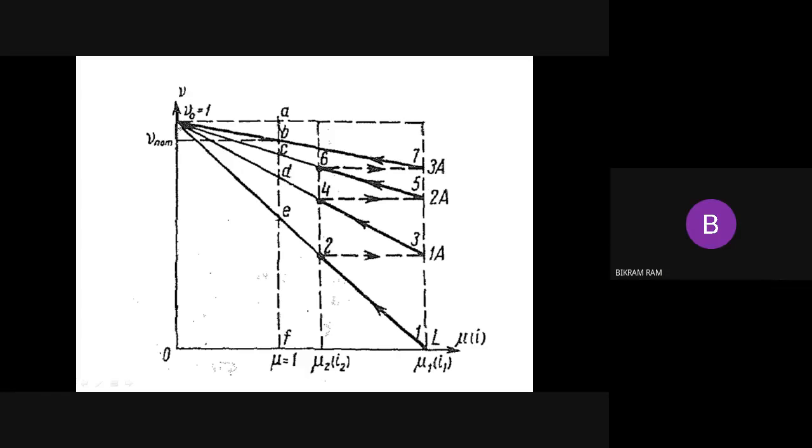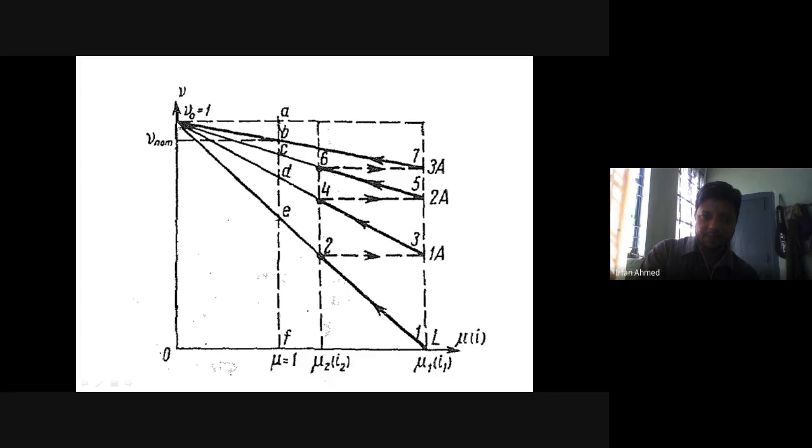This point corresponds to the no load speed. Okay? V is equal to V0, that is equal to 1. This point will correspond to the speed V is equal to 1 minus R. That means, what is this value AB? How much is this length AB? Anyone? How much is the length AB? This length, mu R. How much is it?